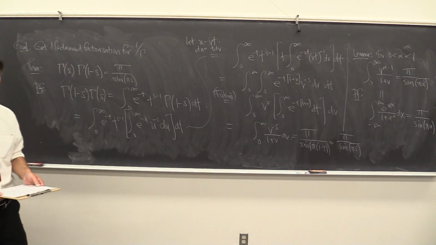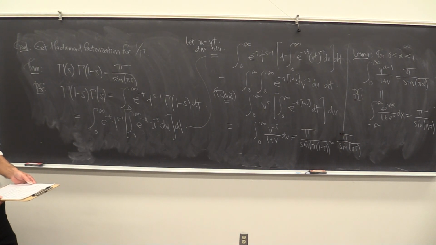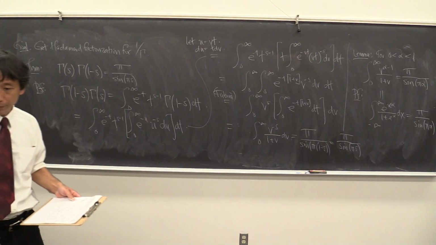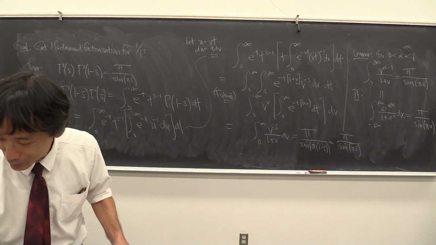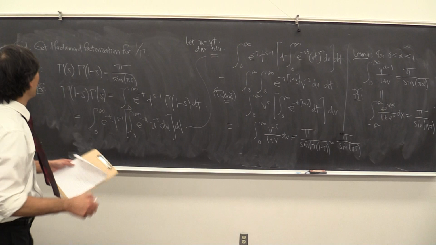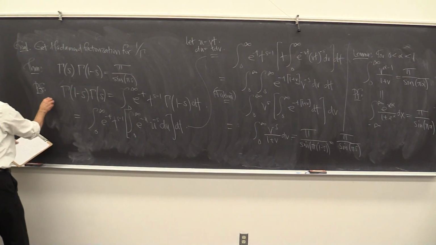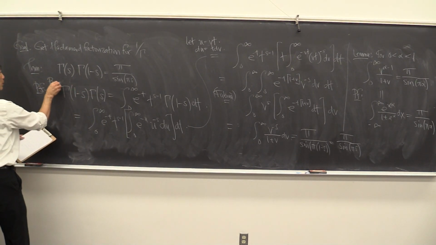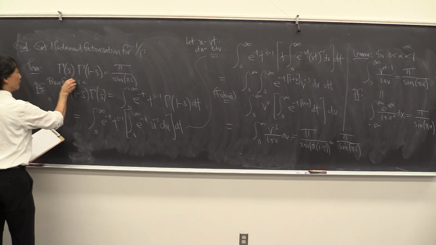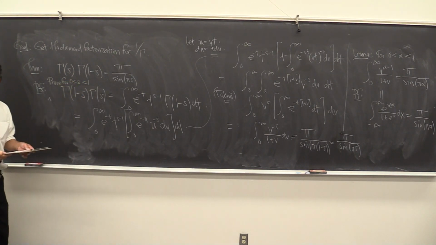Why do we know that 1 minus s is between 0 and 1? Oh, yeah, I'm sorry. You prove it only for s between 0 and 1 initially. Yeah, sorry, I should have said. Prove for s between 0 and 1 initially, right?